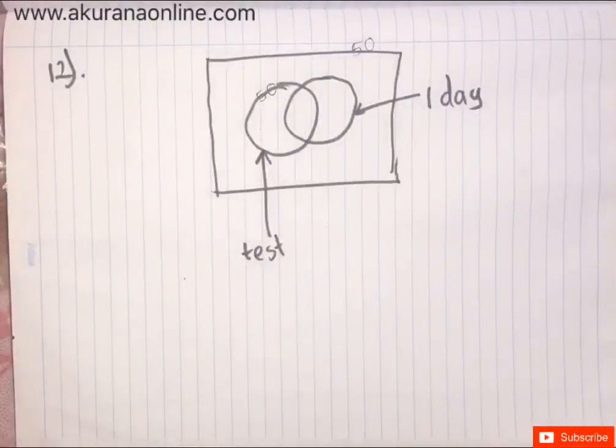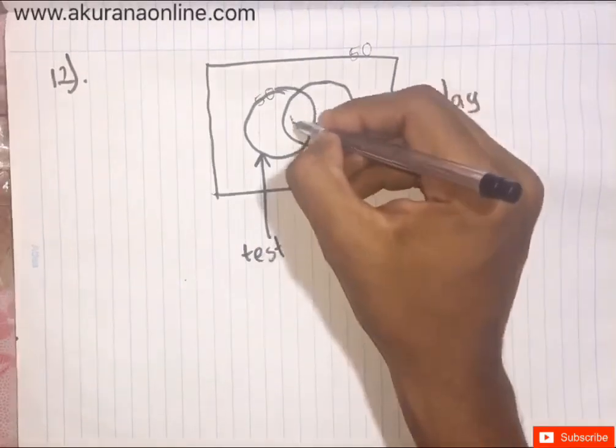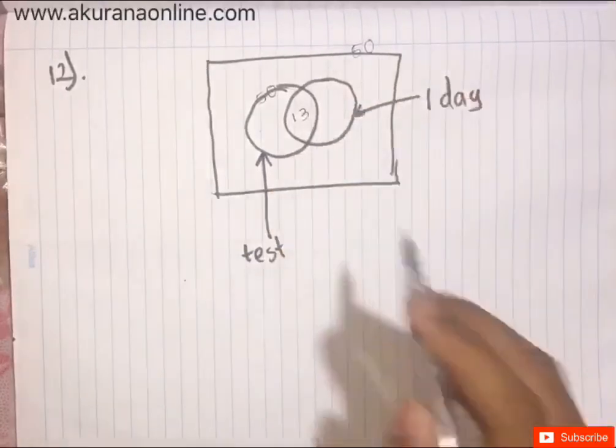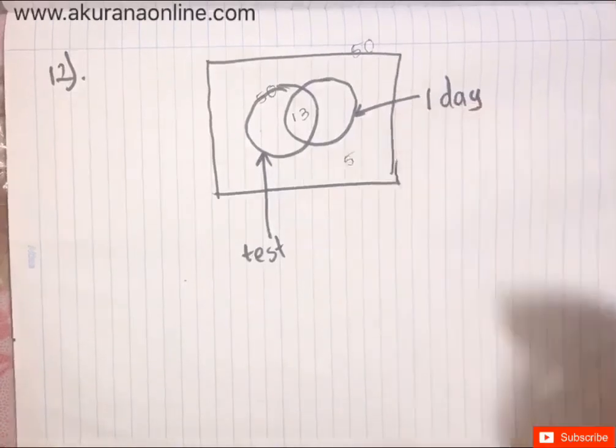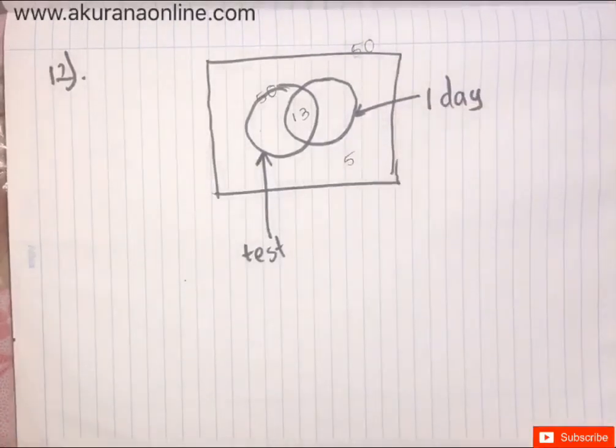The other information given is 13 had watched both test and one day matches. Therefore that 13 will be in the middle, because they have watched both one day and test. And the other information, 5 had not watched either. These people have not watched any of the matches. So this 5 will be outside.